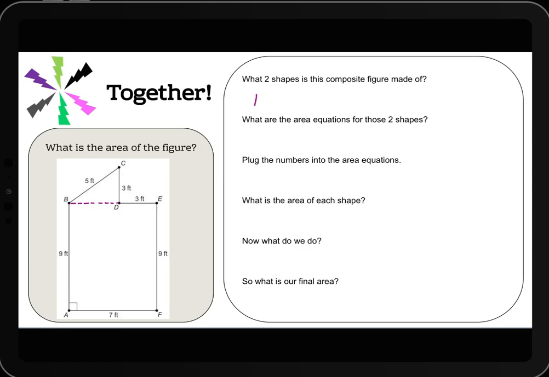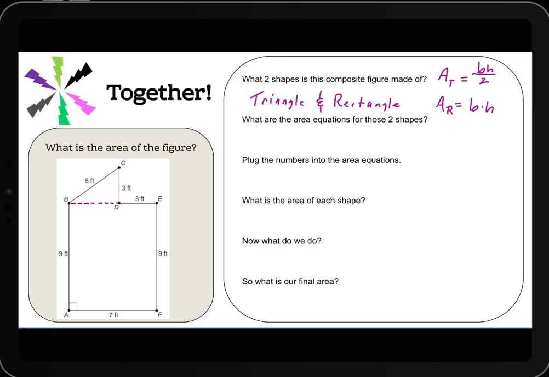So the two shapes that I have are a triangle and a rectangle. What I'm doing in the back of my mind is I'm already thinking about recognizable shapes whose area formulas I already know. Area of a rectangle is just the base times the height. And the area of a triangle is the base times the height, but divided by 2. So I'm already aware of what I need to utilize, right?